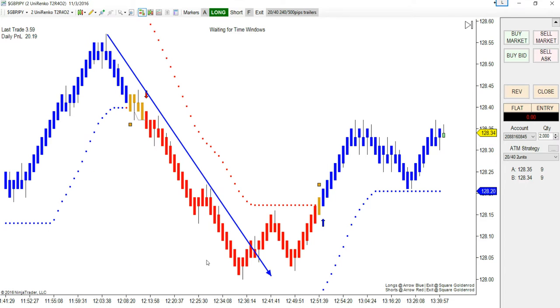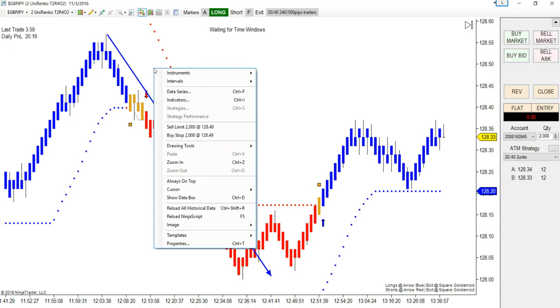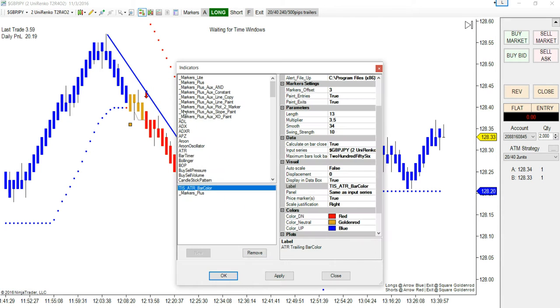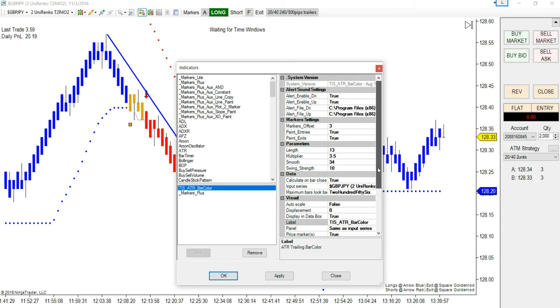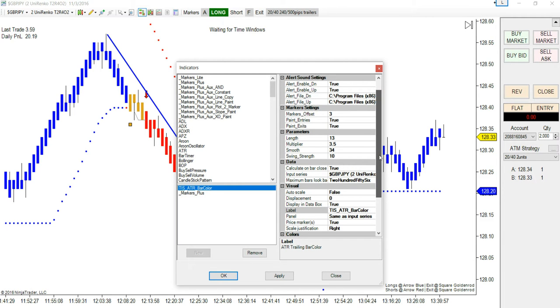A lot of times I like to draw a line like this. You know what works on this? Like a 13 would probably work. Let's try a 13, because it's not even indicators. Marker plus. Let's see, no, it's actually the ATR bar color. Let's try a 13. Oh, you know what? I have a 13 on here. I could tighten up the multiplier. Let's tighten up the multiplier at 3. See what happens.